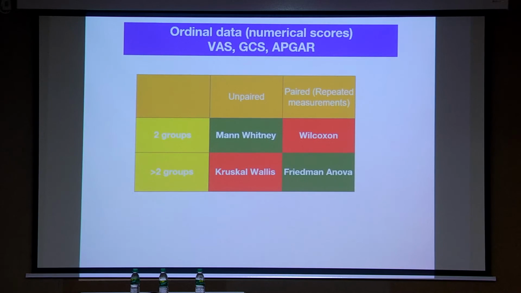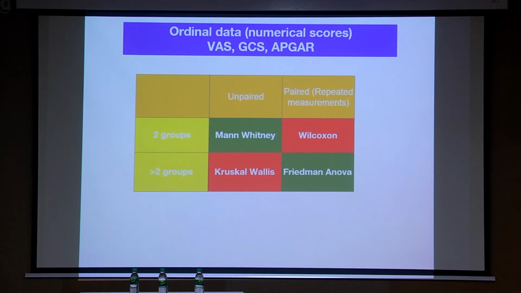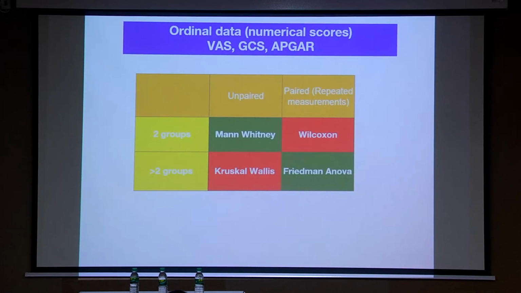I want to just recap. For an unpaired group, 2 groups, we use the Mann-Whitney test. If it is a paired group, 2 groups, we use the Wilcoxon test. If it is an unpaired group, more than 2 groups, we are going to use the Kruskal-Wallis test. If it is a paired group, with more than 2 groups, use the Friedman ANOVA test.